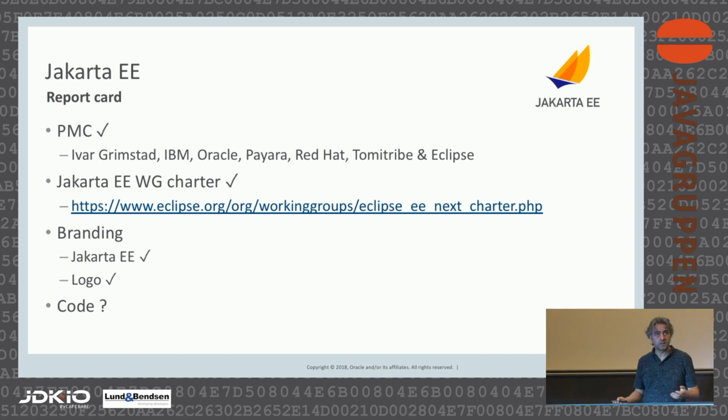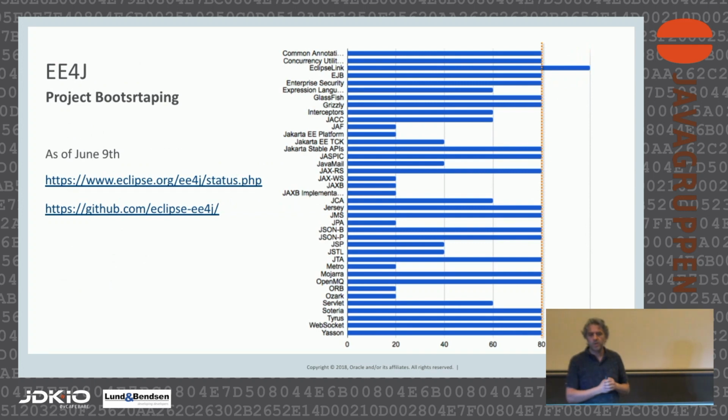We have a charter that has been approved. So the charter is basically setting the direction for the whole project. On the branding side, we have the names that have been decided by the community. We have the logo that has also been proposed and voted by the community. So on the branding side, we are good. But at the end of the day, given that it's an open source project, what matters the most is the code itself. So where are we on that front?